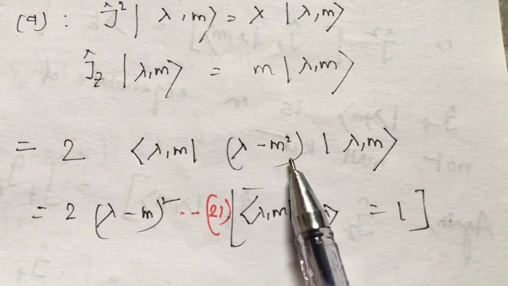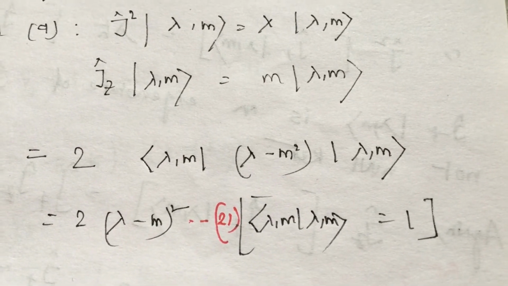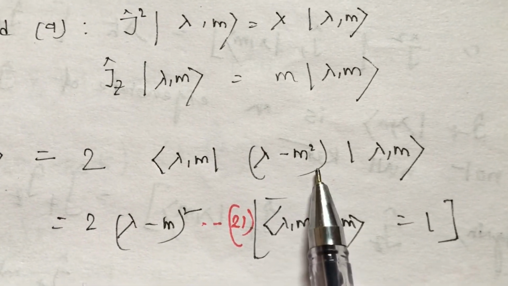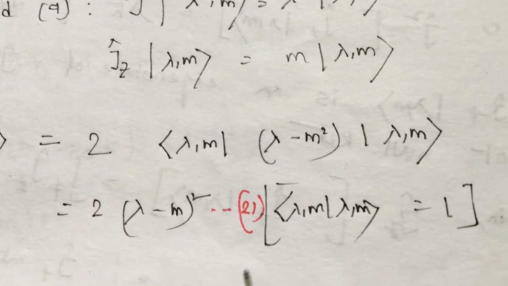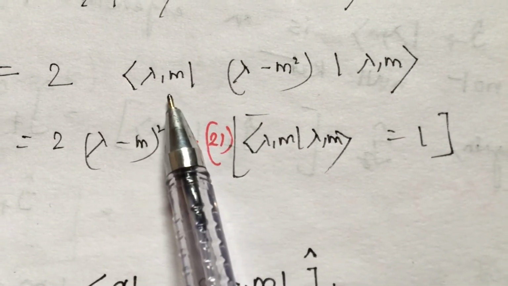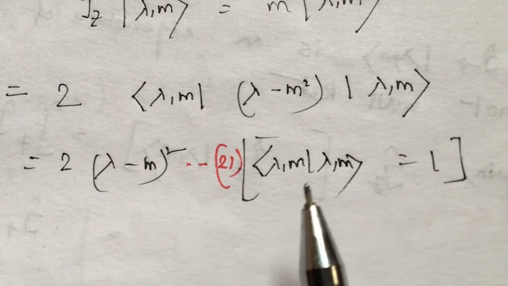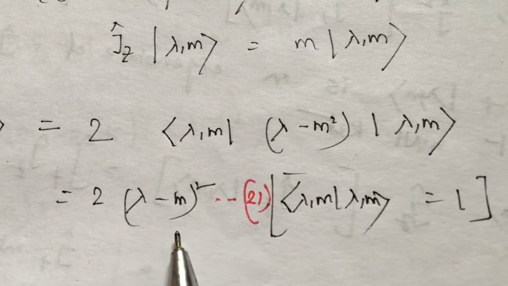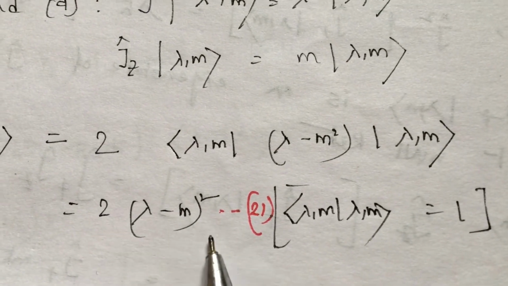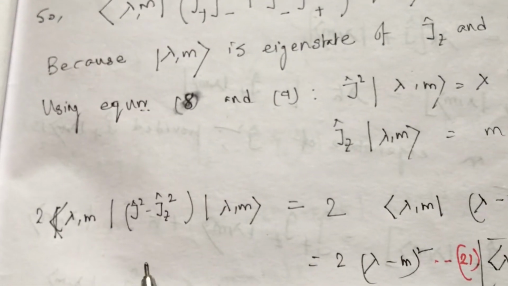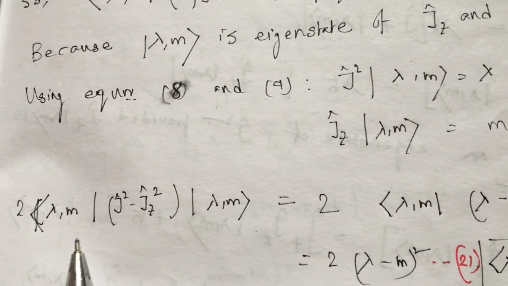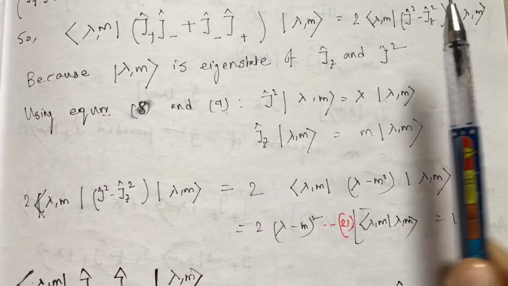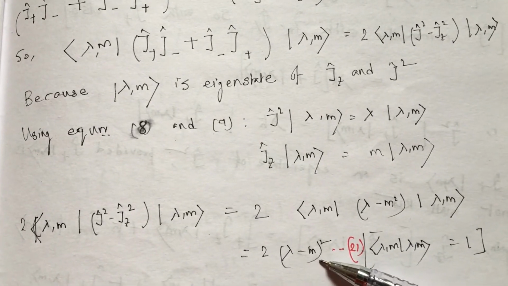These are the eigenvalues, which means these are just values, some numbers, some scalar quantities, so they can be taken outside. And using the orthonormality property of lambda m eigenstates, I am free to write the inner product of lambda m with itself as equal to 1. So my equation 21 is now this equation. The right hand side of this equation is 2 into (lambda minus m squared).